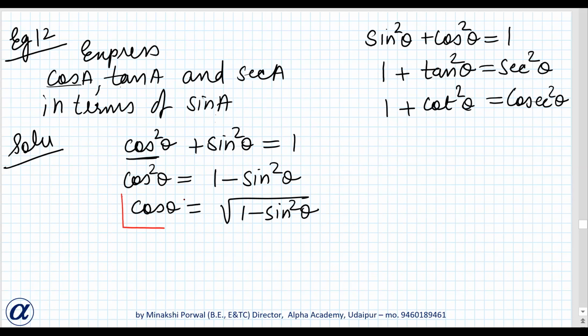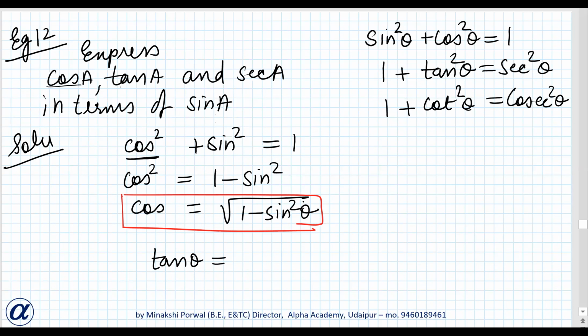Next is tan in terms of sin. Actually I have written theta. If you want to write A, you can write A. Usually you should write what is asked in the question. I have written in terms of theta, but it won't make any difference. So now tan A equals to sin A upon cos A.